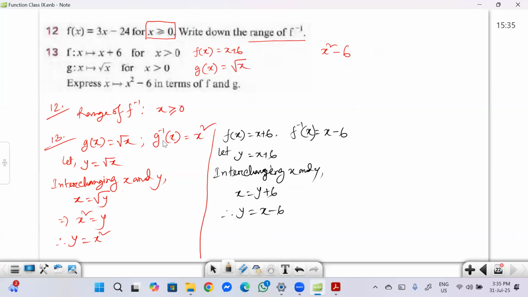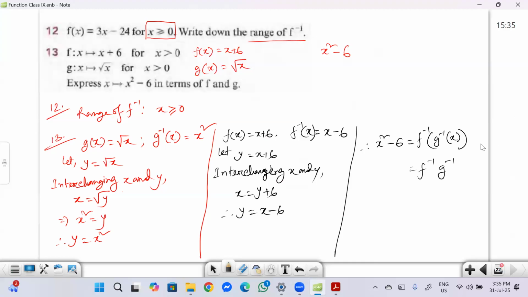Now you can see that if you consider g inverse x and f inverse x, you can clearly see if we put g inverse x inside f inverse, we will get x square minus 6. Okay, so from there you can write x square minus 6 can be found by putting g inverse x inside f inverse, which can also be written as f inverse g inverse. So that would be the answer.